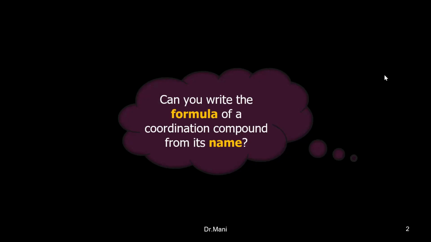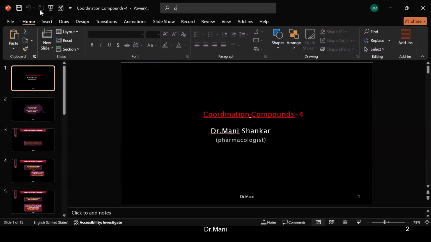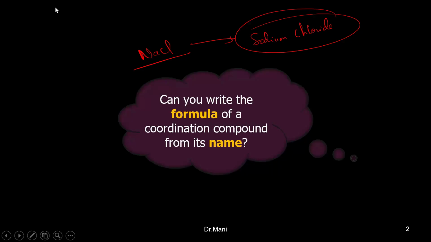Okay, so in this class, so far we have seen that the formula is given, and from that you write the name, right? Today we'll see it the other way. The name is given, how do we write down the formula? First, suppose NaCl is the formula; you can easily write it as sodium chloride. The same way, if a big coordination compound is given, can you write the formula or not? That we'll see today.